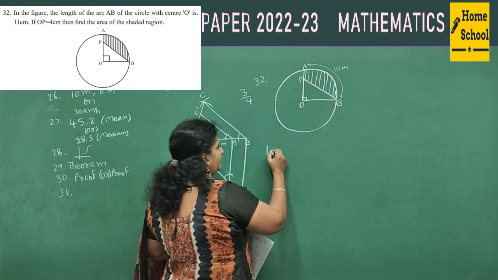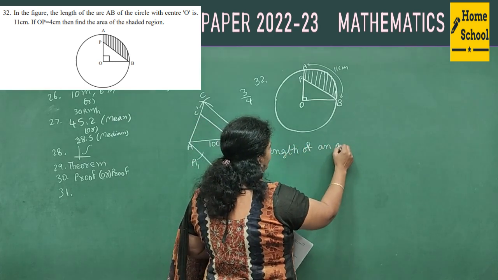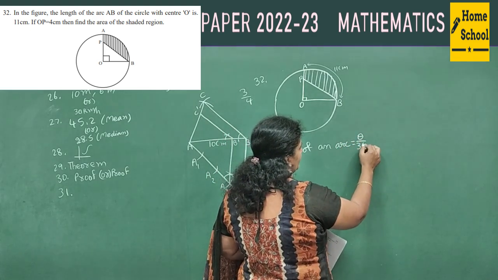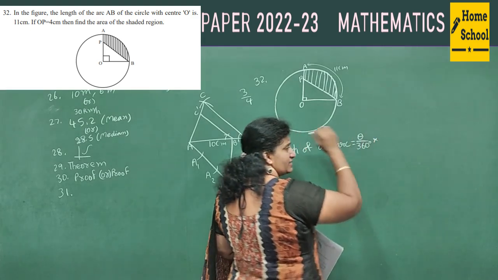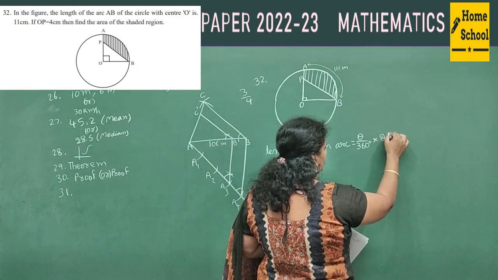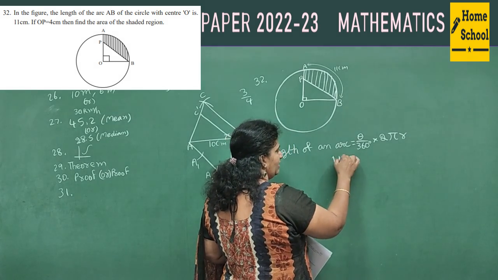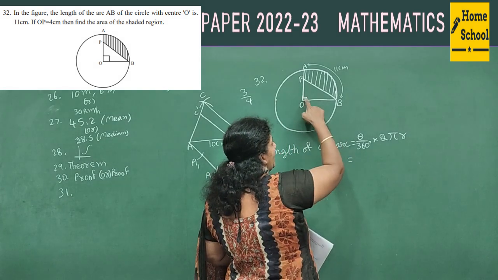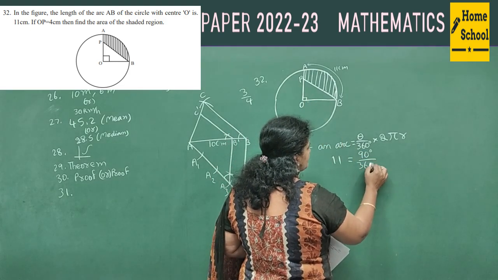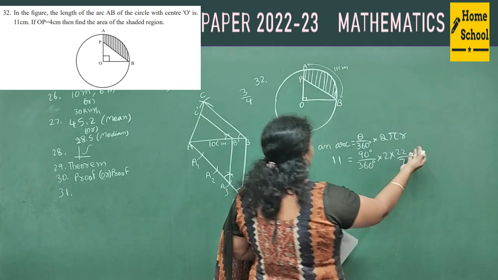Length of the arc, do you remember the formula? Yes. What is that? Length of an arc is equal to theta by 360 degree into, where is the arc? Arc is in the circumference of a circle. So what formula are you going to remember? Into 2 pi r, that's it. So now the length of arc is given, 11 centimeter. Theta, the angle is a right angle, that means 90 degree by 360 degree into 2 into 22 by 7 into radius.